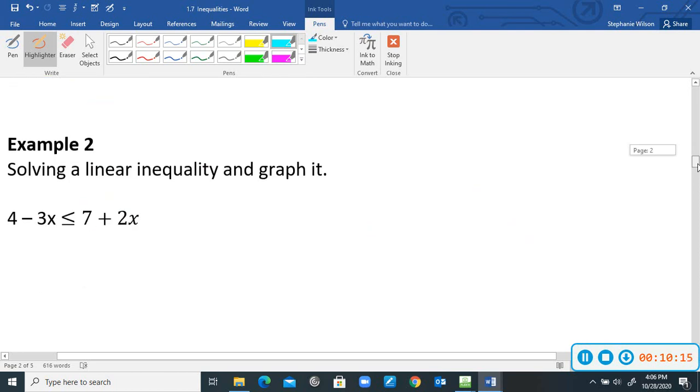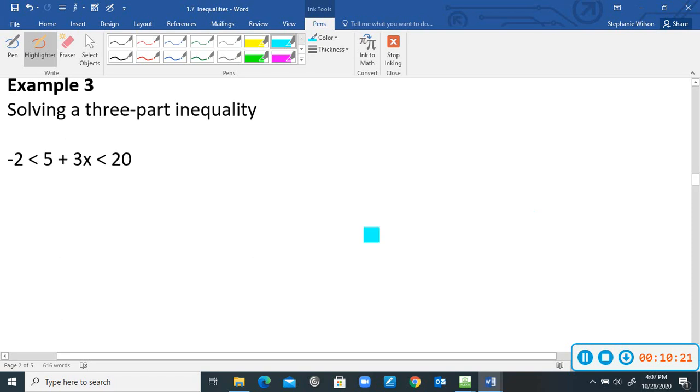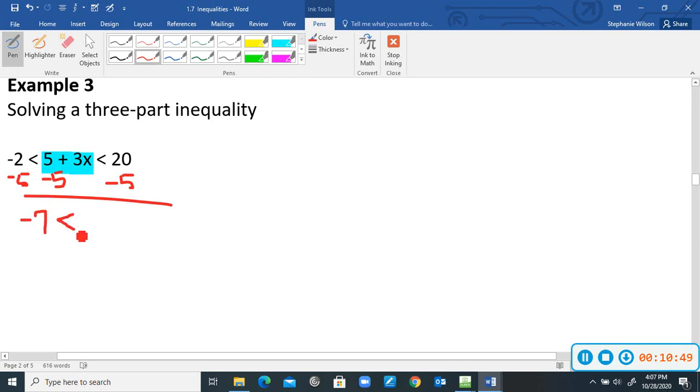And let's do maybe, let me find one. Let's do this one here and then we'll be done. Alright, so we see that we have a lot more going on, right? We've got some value in the middle going on. So we need the variable to be isolated by itself in the middle. So what I'm going to have to do is subtract this 5 from all parts. So I got -2 minus 5 is -7. It's less than 3x, less than 20 minus 5, which is 15.